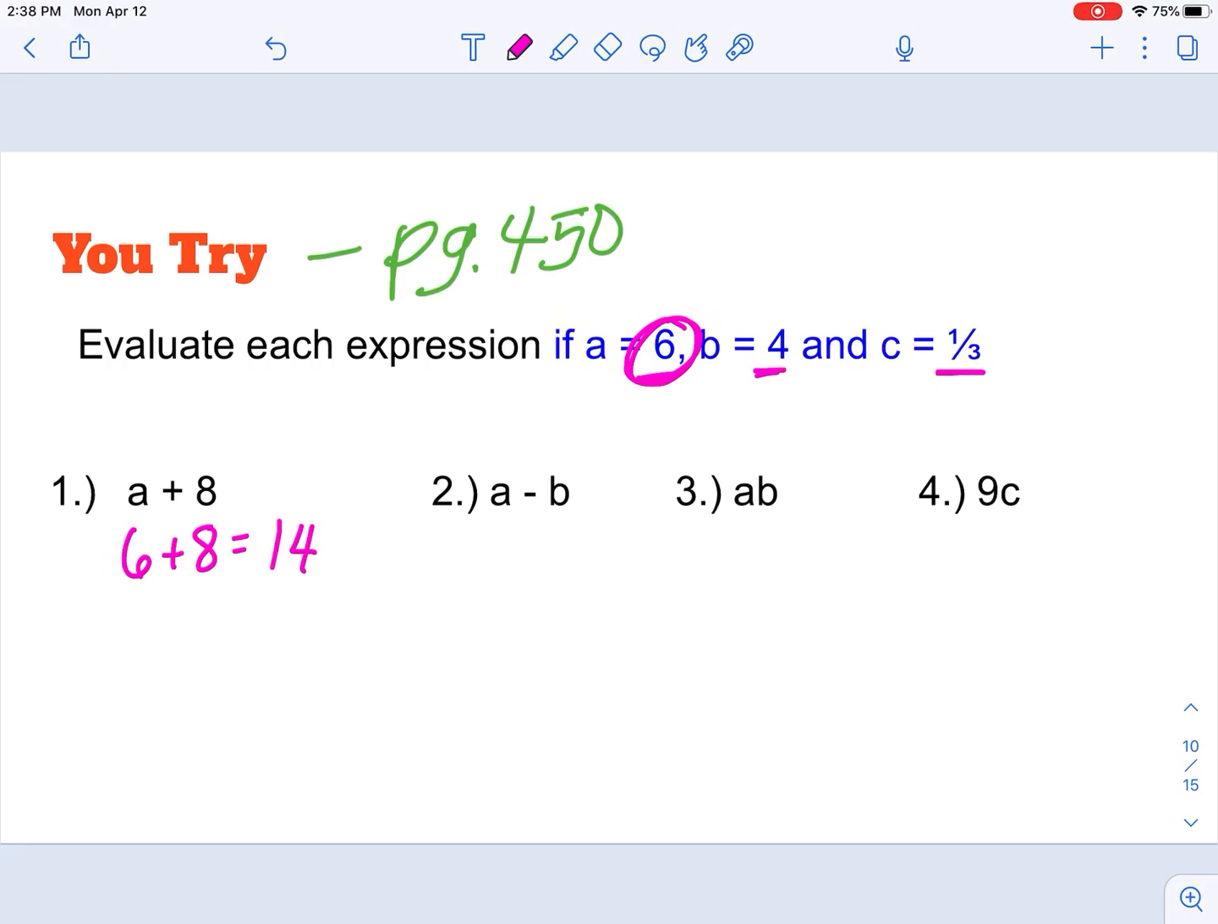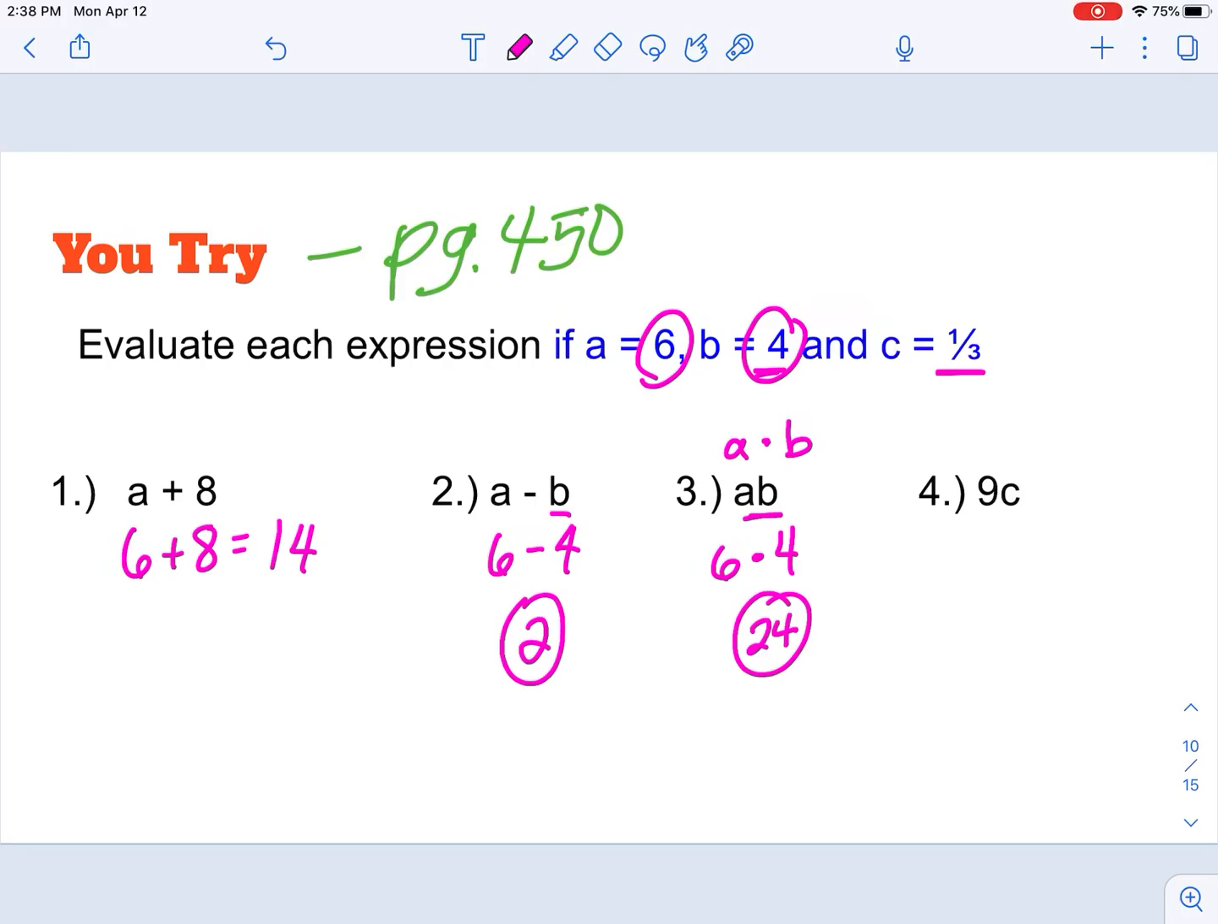Let's look at 2. So in number 2, we have A minus B. Okay, so I just saw that A is 6. And now I need B for this. B is 4. So I'm going to do some subtraction. 6 minus 4 is 2. Okay, I'm going to use A and B again for the next one. This time they're touching. I think in your book they actually put it with a dot in between. We have A times B. So we have A is 6, B is 4, and that makes 24.